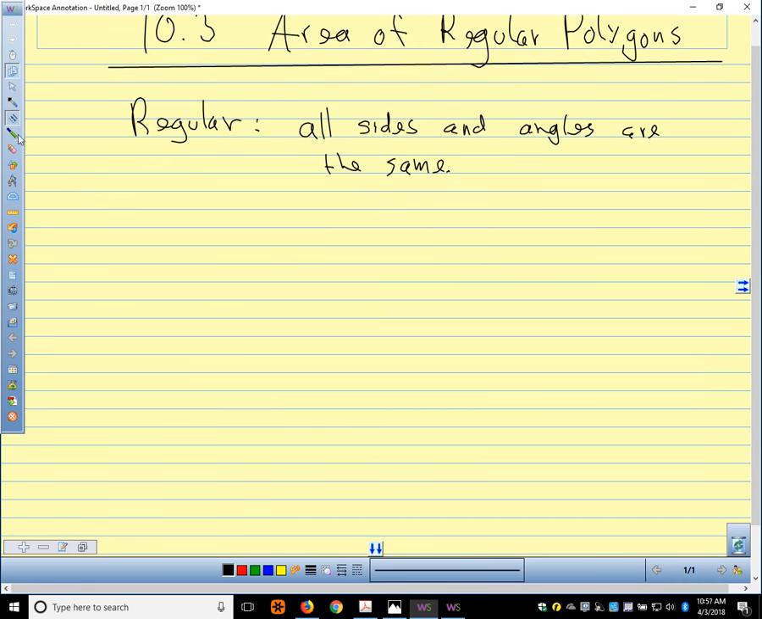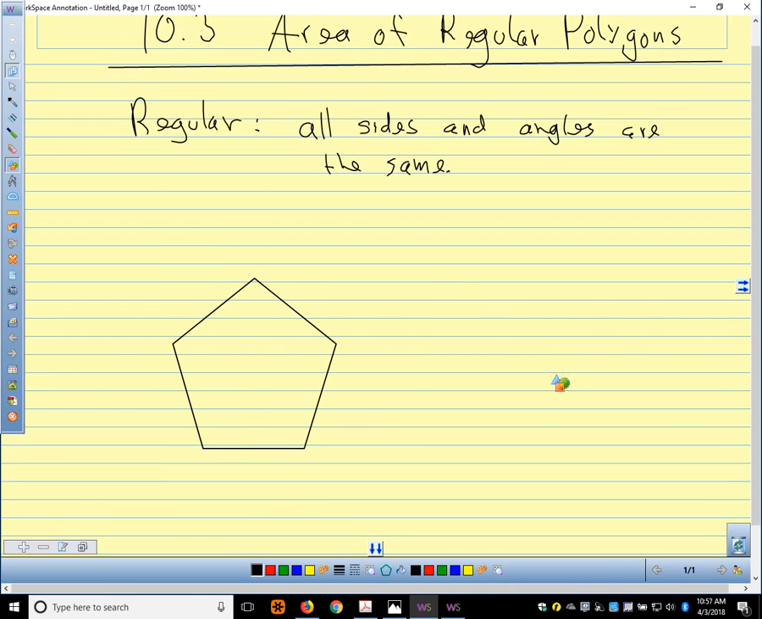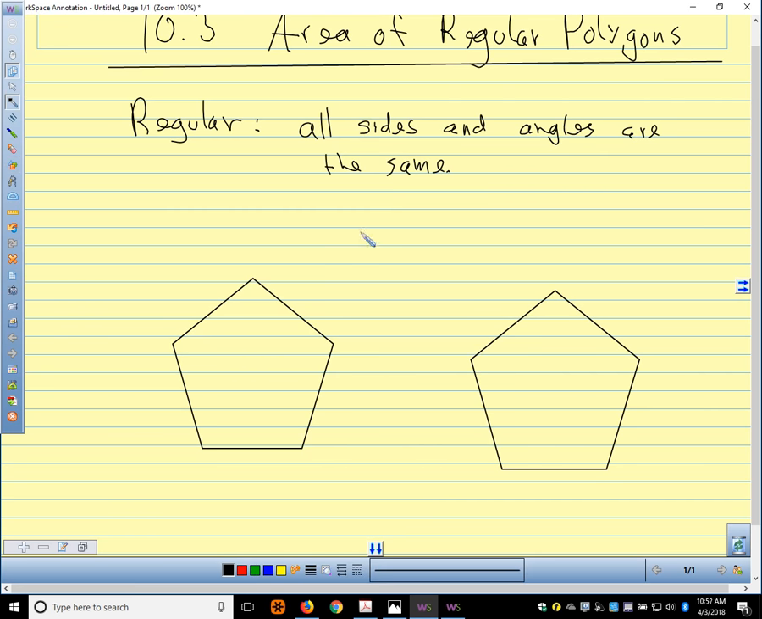So I'm going to draw a couple of regular polygons. We need to talk about the parts of regular polygons, just so we have some terminology. So I'm going to just use pentagons. So, parts of regular polygons. We have a point in here that is the center. If I draw a segment from the center to each vertex, we call this angle the central angle.